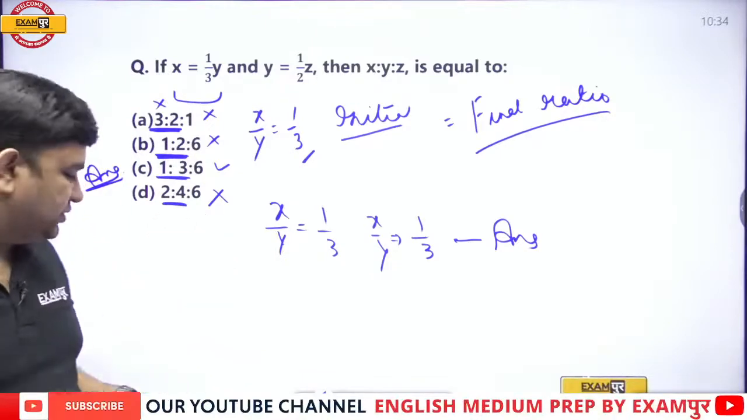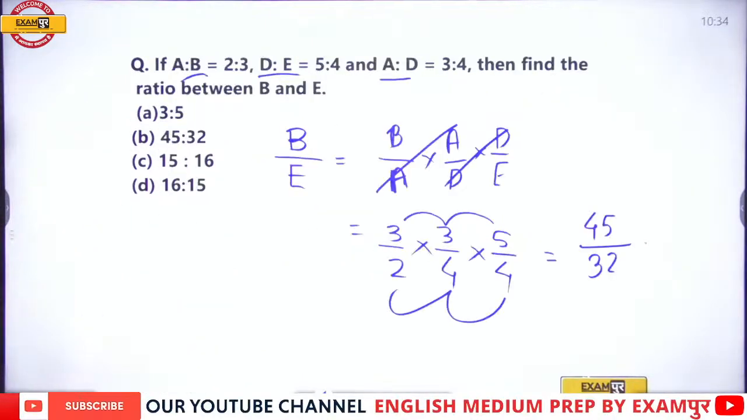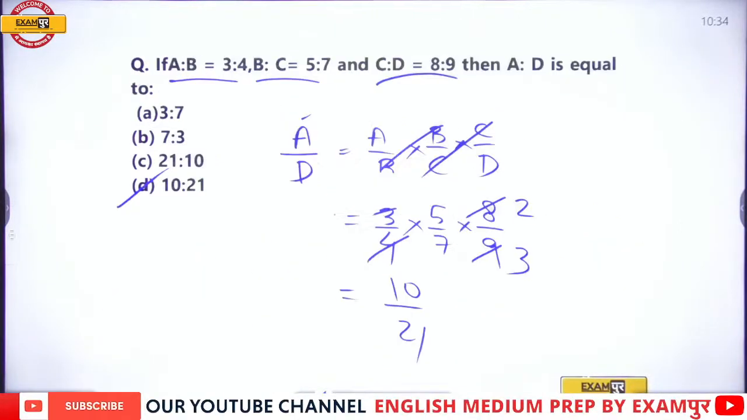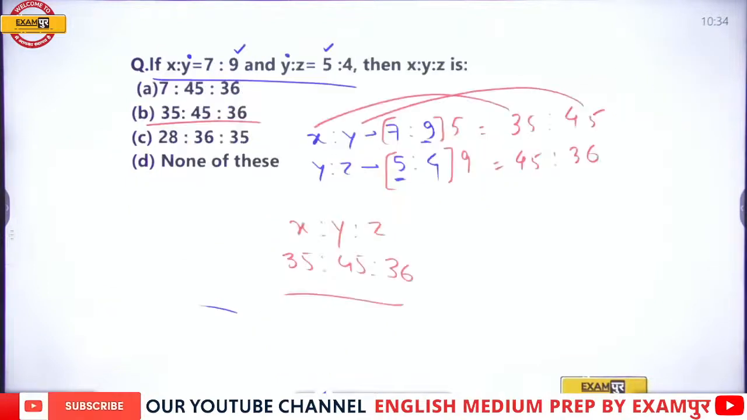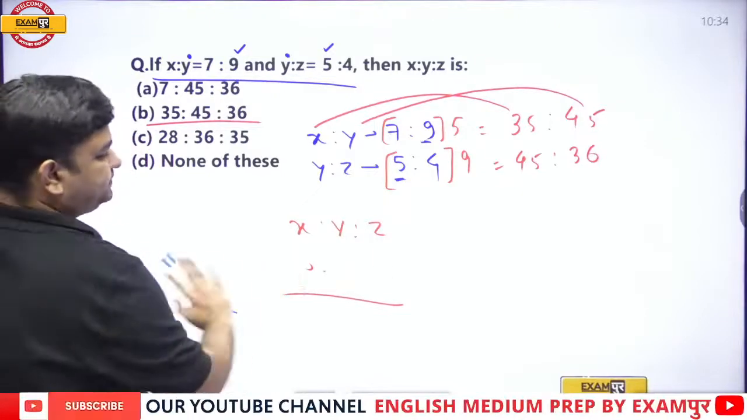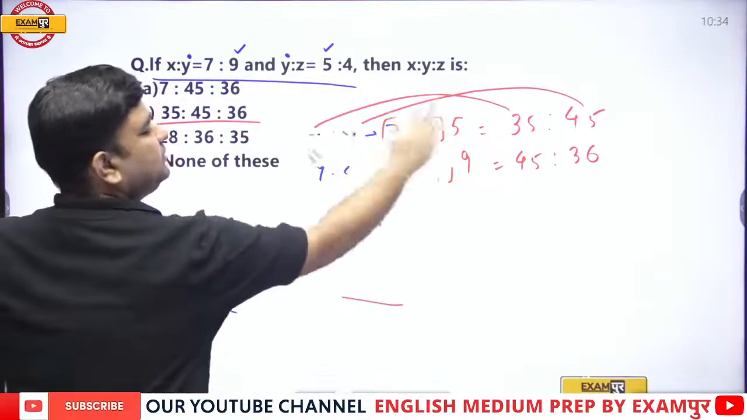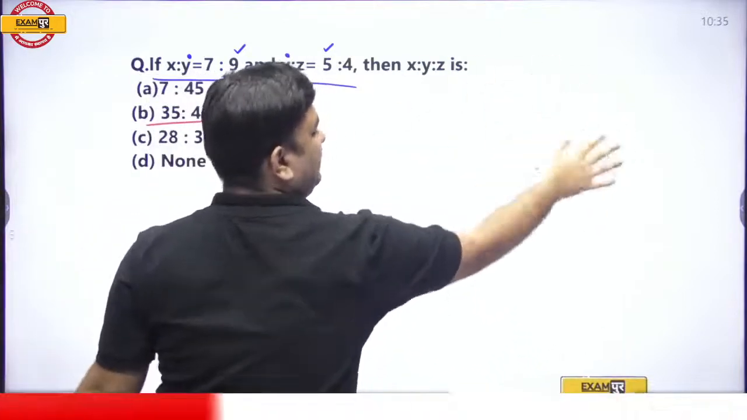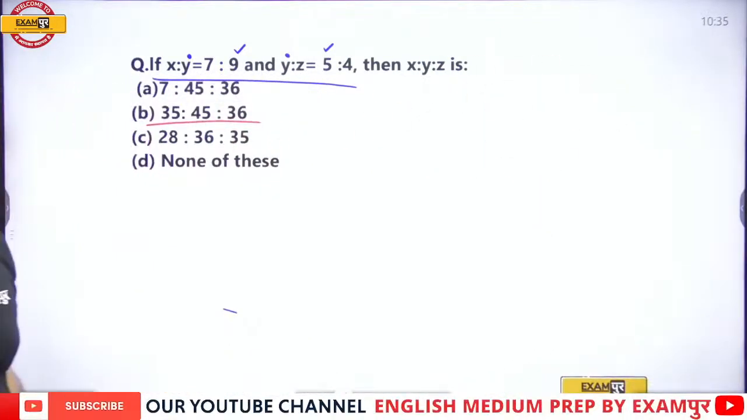Let's see the previous questions, what we have done over the complete ratios. This was the question which was done previously over the complete ratios. Apply this concept over here: the initial ratio should be equal to the final ratio.